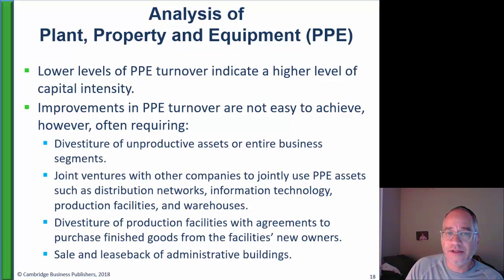Another analysis would be PP&E. So lower PP&E turnover, and PP&E turnover would be sales divided by average PP&E, excuse me. A lower level of PP&E turnover would indicate that you need more capital. And so again, this goes back to the idea of turnover. You want to use your PP&E as productively as possible.